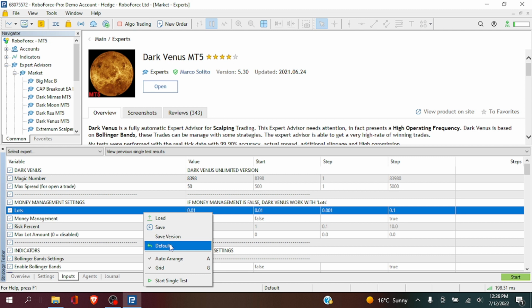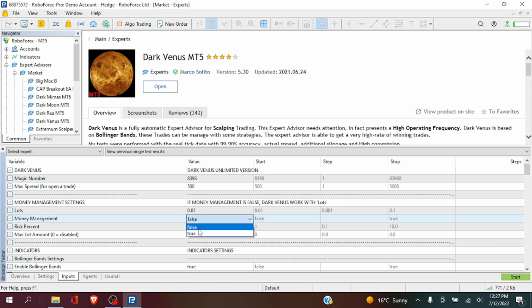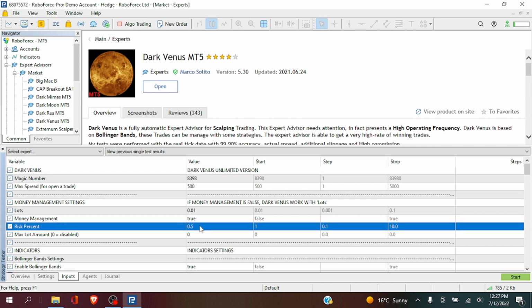So first off, these are the default settings for Dark Venus. And if you have the MT5 version, it is an unlimited version of the software. Now, first thing I'm going to change is money management and select this to true. Now, because we're going to trade two strategies, I'm going to risk 0.5% on each of these strategies.